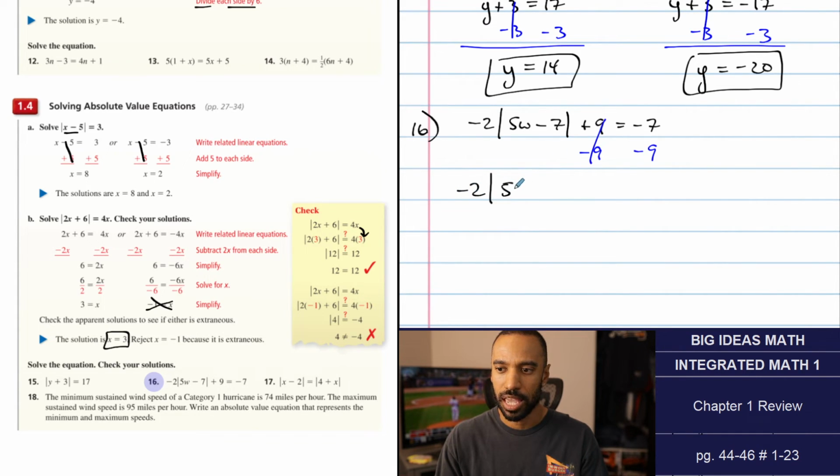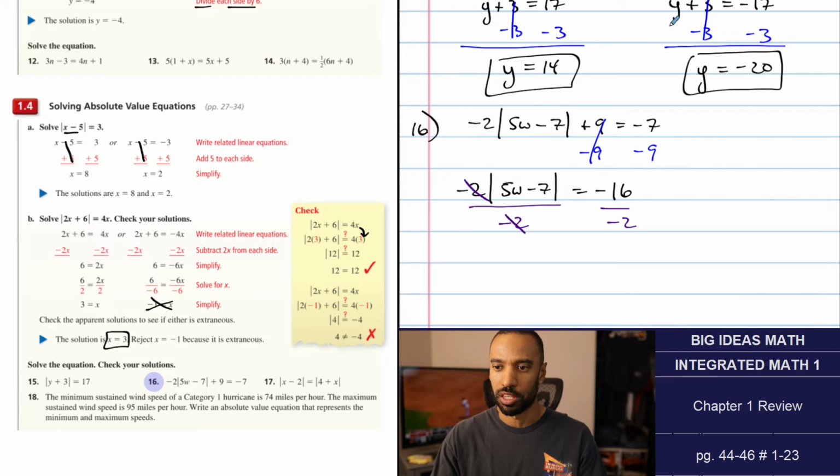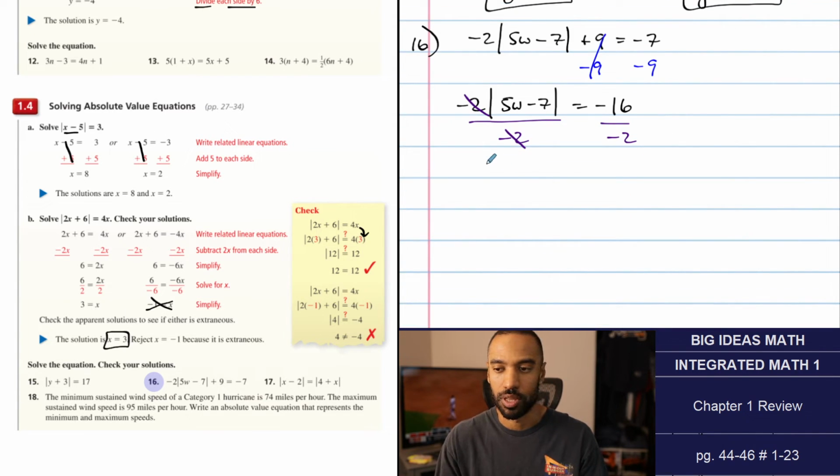Negative 2 times, again, 5w minus 7 in absolute value equals negative 16. Now, I can't distribute negative 2 in here because the absolute value protects it. However, I can divide both sides by negative 2, like we saw in those previous sets of problems with parentheses around it. And negative 16 does divide by negative 2, which is a good thing for us. But we're going to have to do that regardless.